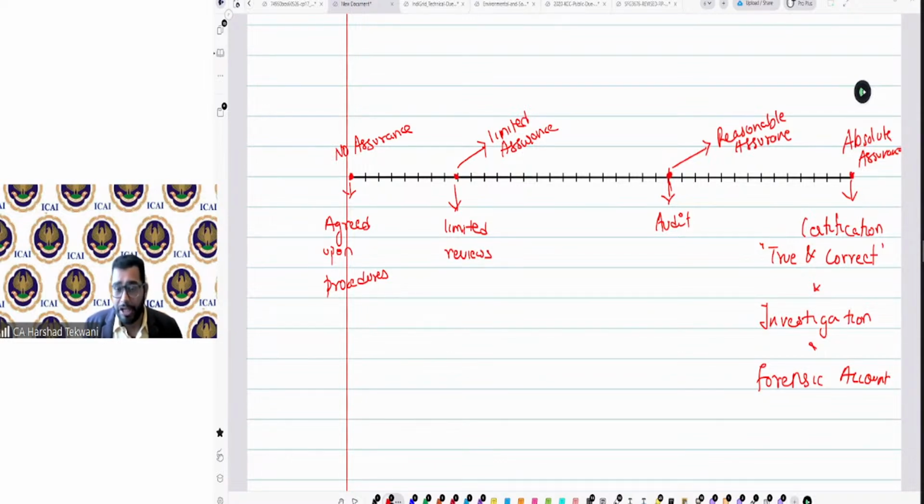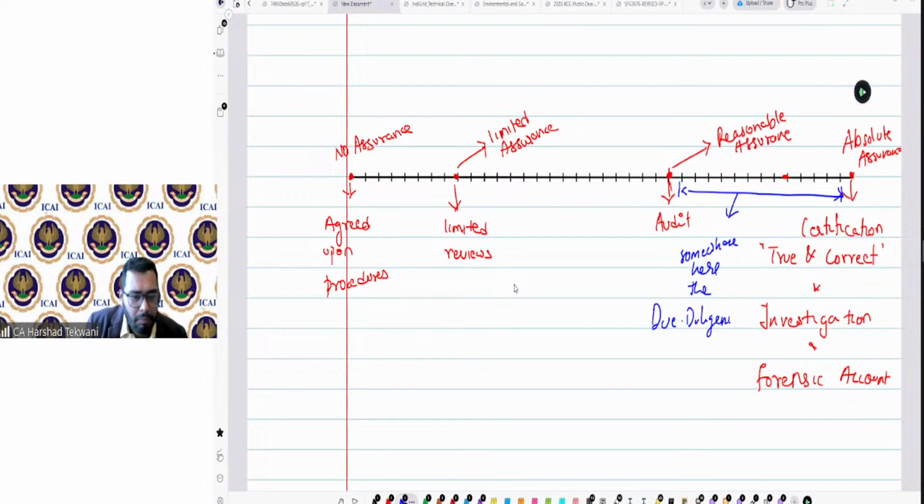Now the question comes where the due diligence falls. Due diligence again is somewhere between the audit and absolute assurance, because it depends upon the type of engagement that is being performed. It is more than the audit, sometimes absolute assurance also, but somewhere between, the due diligence lies usually. It may be absolute assurance, it may be reasonable one. That depends upon the type of engagement.